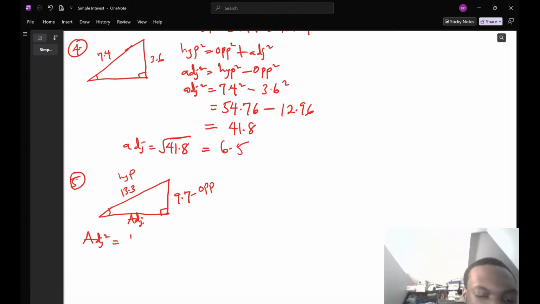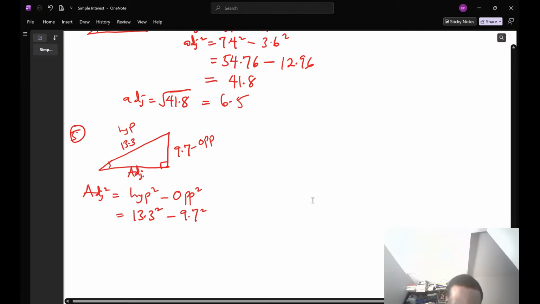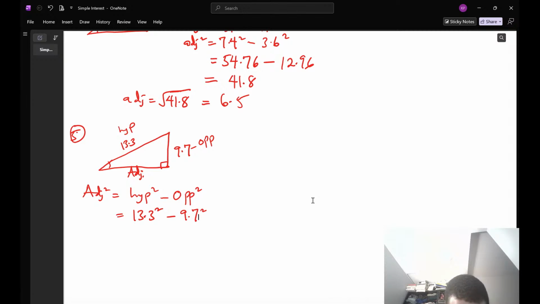So we have to find the adjacent here. We know that adjacent squared is equal to hypotenuse squared minus opposite squared. So that will be 13.3 squared minus 9.7 squared. Let me punch that in my calculator. 13.3 squared is 176.89, minus 9.7 squared, which is 94.09. Now let me subtract: 176.89 minus 94.09 is 82.8.